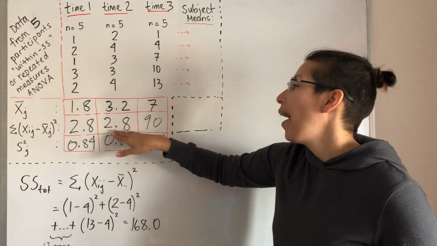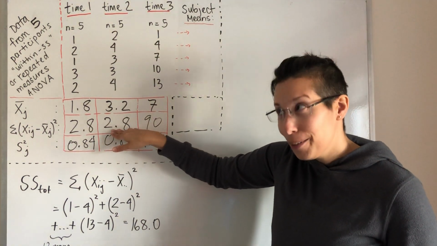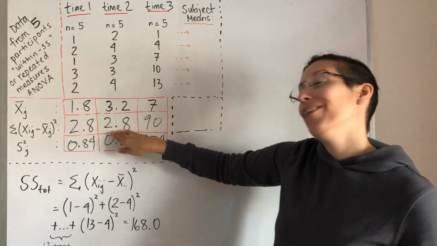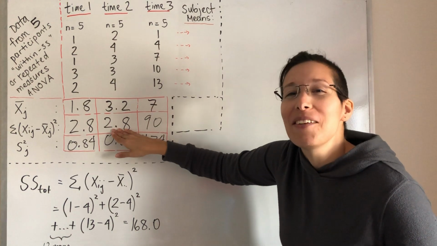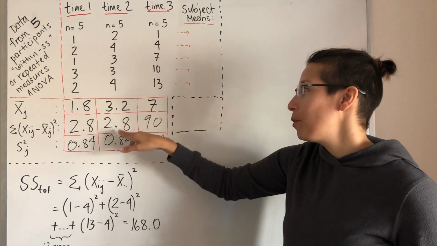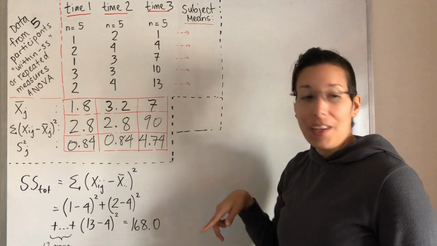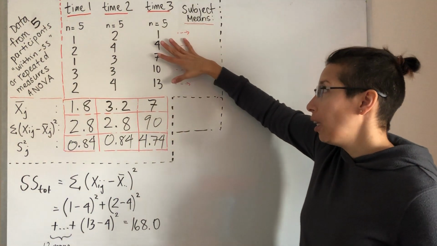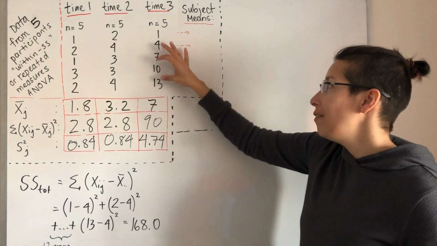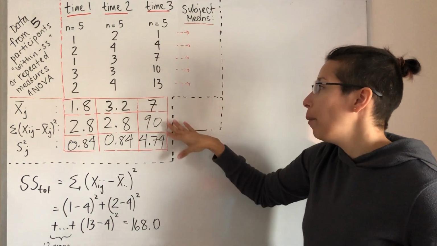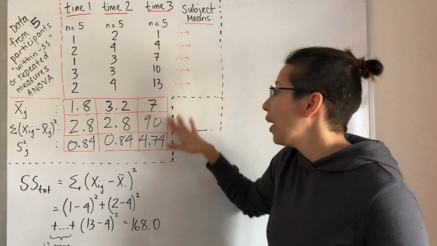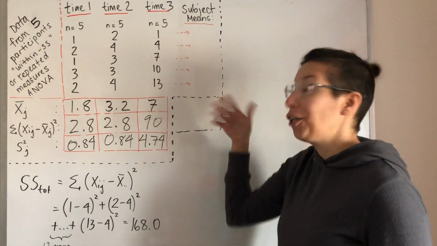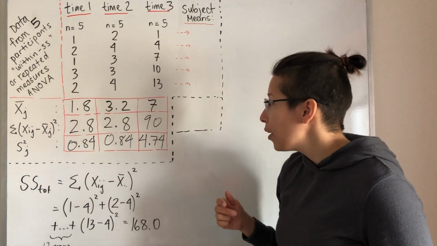So 2.8 happened coincidentally, or maybe not, maybe I did it on purpose, I don't know, to be the within subject variance for time group 2, or time 2. And then 90, just because these numbers are a bit larger and they also deviate from their mean quite a bit more, we ended up getting a larger within time, or within group, sum of squares for this.